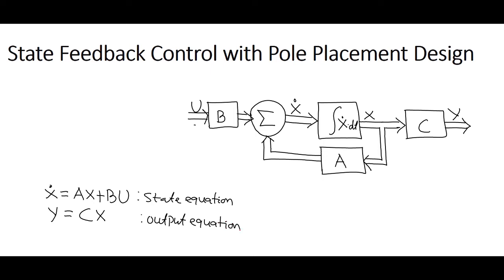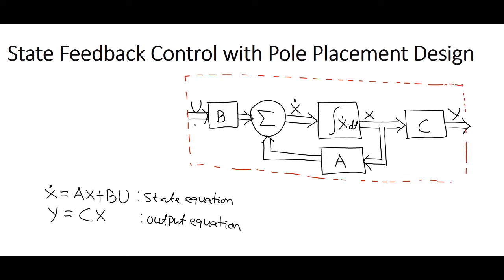For an nth order system, there will be n number of independent state variables. So, dimension of state vector x is n cross 1, and dimension of the control matrix B is n cross m. So, that B u is n cross m into m cross 1, so n cross 1. This is the state space representation of the system or plant.